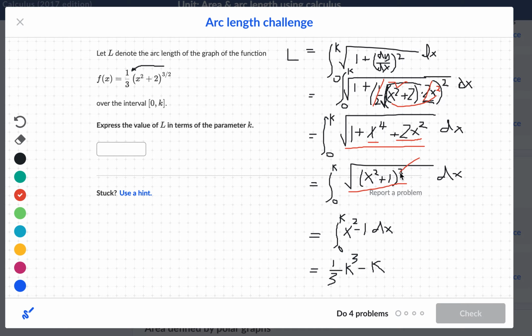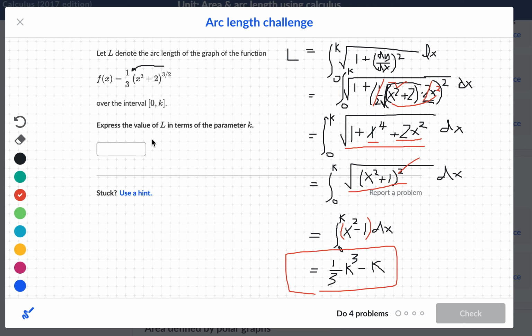So now the square and the square root cancel, and I have just the integral of this very simplified thing. When I do my reverse power rule, I get 1/3 x cubed plus x. When I evaluate at 0, it drops off. When I plug in the k, there I have it. That should be my formula.